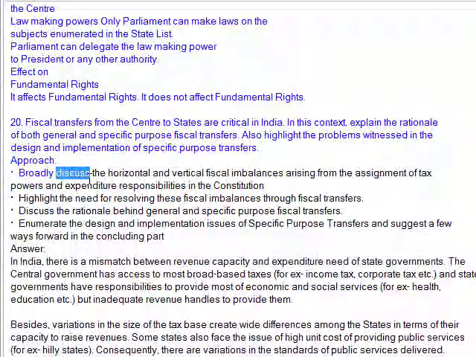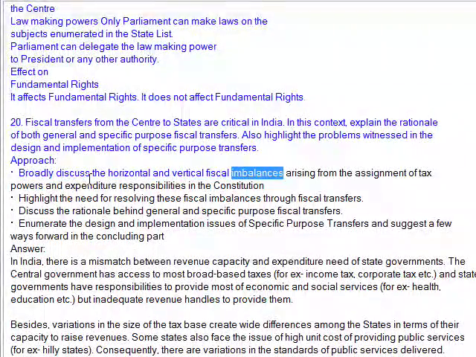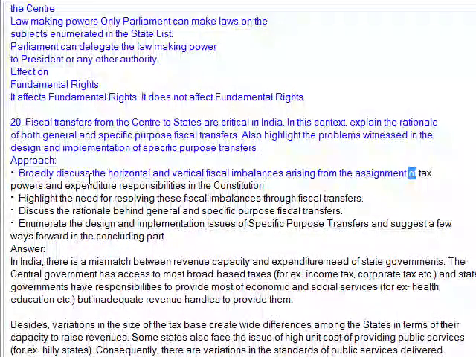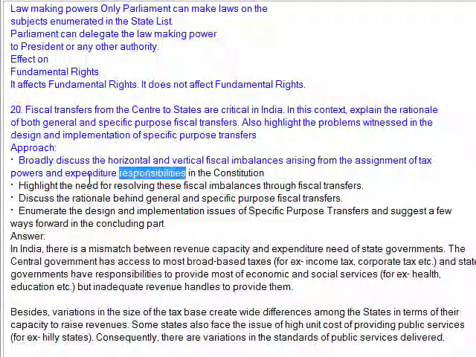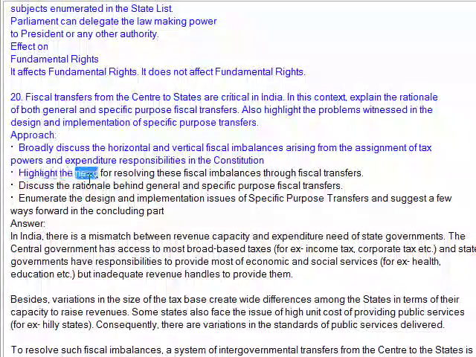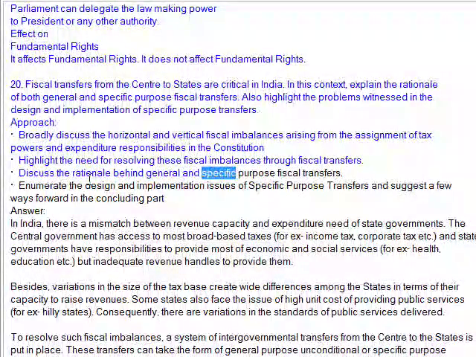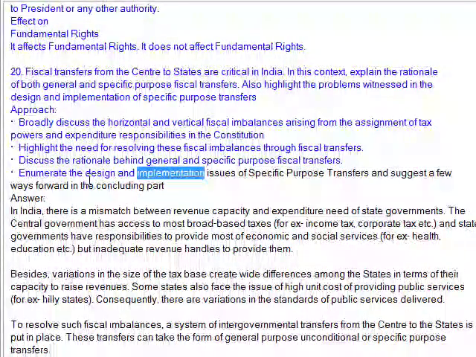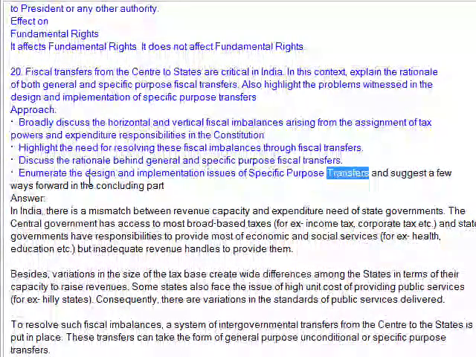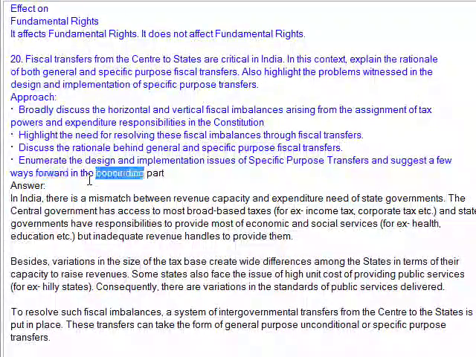Approach. Broadly discuss the horizontal and vertical fiscal imbalances arising from the assignment of tax powers and expenditure responsibilities in the Constitution. Highlight the need for resolving these fiscal imbalances through fiscal transfers. Discuss the rationale behind general and specific purpose fiscal transfers. Enumerate the design and implementation issues of specific purpose transfers and suggest a few ways forward in the concluding part.